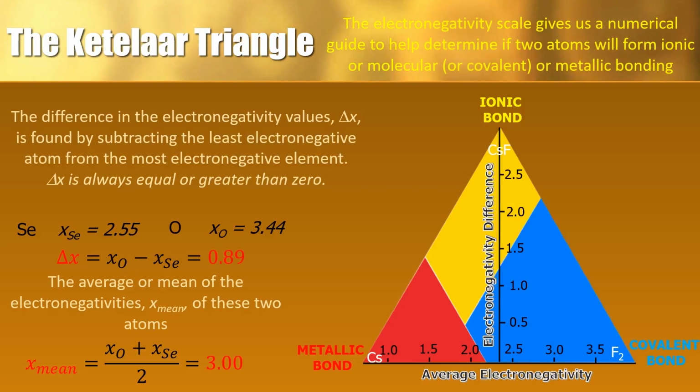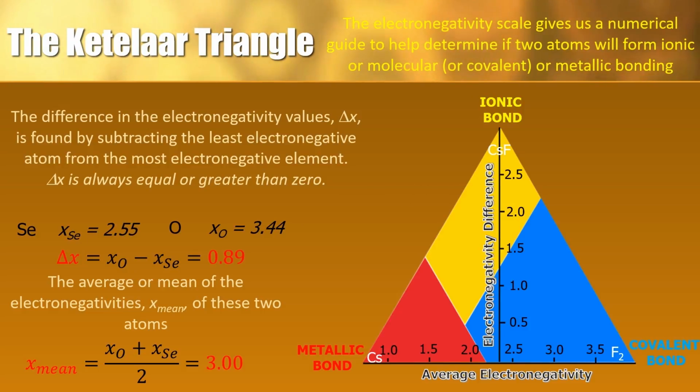Now, it makes sense that if we combine an atom that has an extremely low electronegativity value, such as an alkali metal, and an atom with a high electronegativity value, such as a halogen, we would expect a complete electron transfer from the metal to the nonmetal, producing ions, creating an ionic bond.